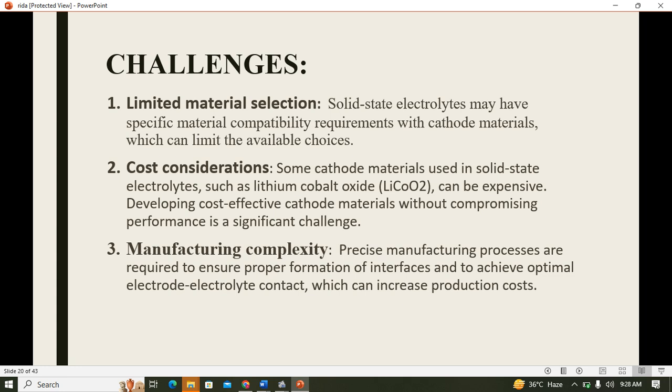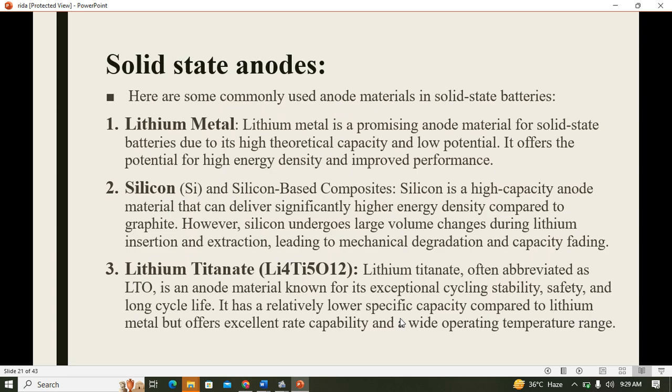What are the challenges of using cathodes? Limited material selection. We have limited cathodes. The second one is cost consideration. Some cathodes are very expensive, which increases the overall cost of solid state batteries. The third one is manufacturing complexity. Precise manufacturing processes are required to ensure proper formation of interfaces and to achieve optimal electrode to electrolyte contact, which increases the production cost.